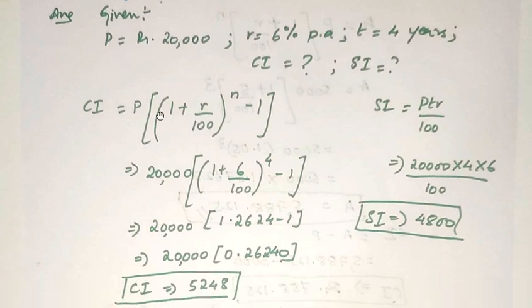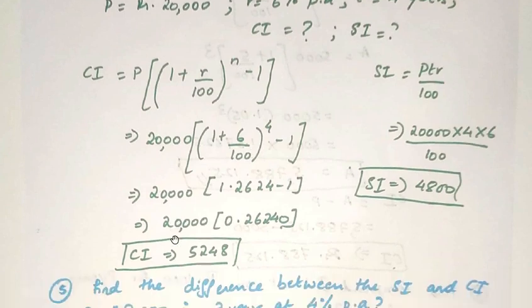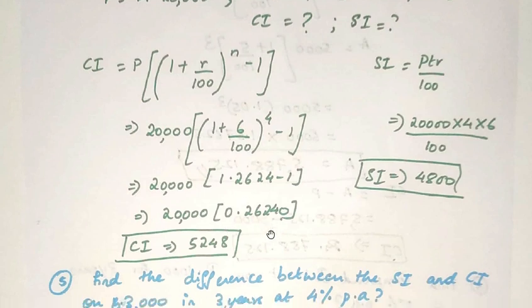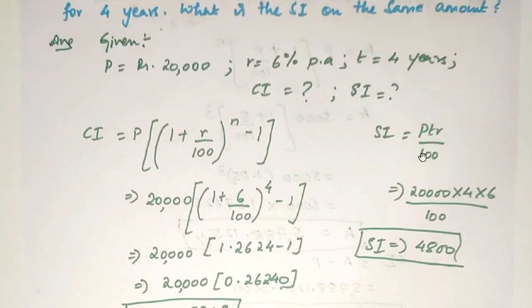So when you calculate your compound interest, it is principal into (1 plus r divided by 100) to the power of n, minus 1. So when you implement the formula, you get 20,000 into (1 plus 6 divided by 100) to the power of 4, minus 1. So 20,000 into 106 divided by 100, the factor to the power of 4, you get 1.2624 minus 1. So 20,000 into 0.2624, the compound interest is 5,248.